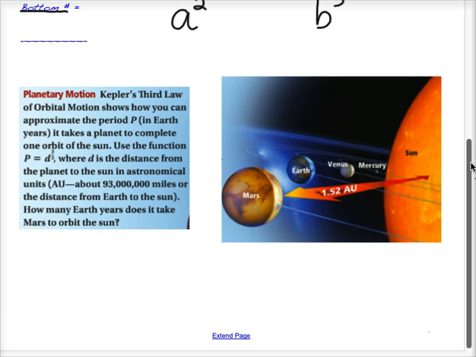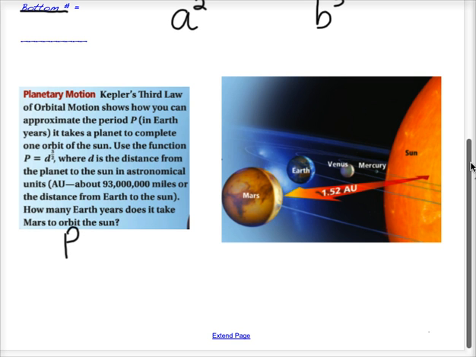So our example is on planetary motion. Kepler's third law of orbital motion shows how you can approximate the period p in Earth years it takes a planet to complete one orbit around the sun. Use the function p equals d to the 3 halves, where d is the distance from the planet to the sun in astronomical units. How many Earth years does it take Mars to orbit the sun? Okay, so kind of a wordy word problem. There's a lot there. However, it's asking for what is the period, so how many years does it take to orbit the sun?